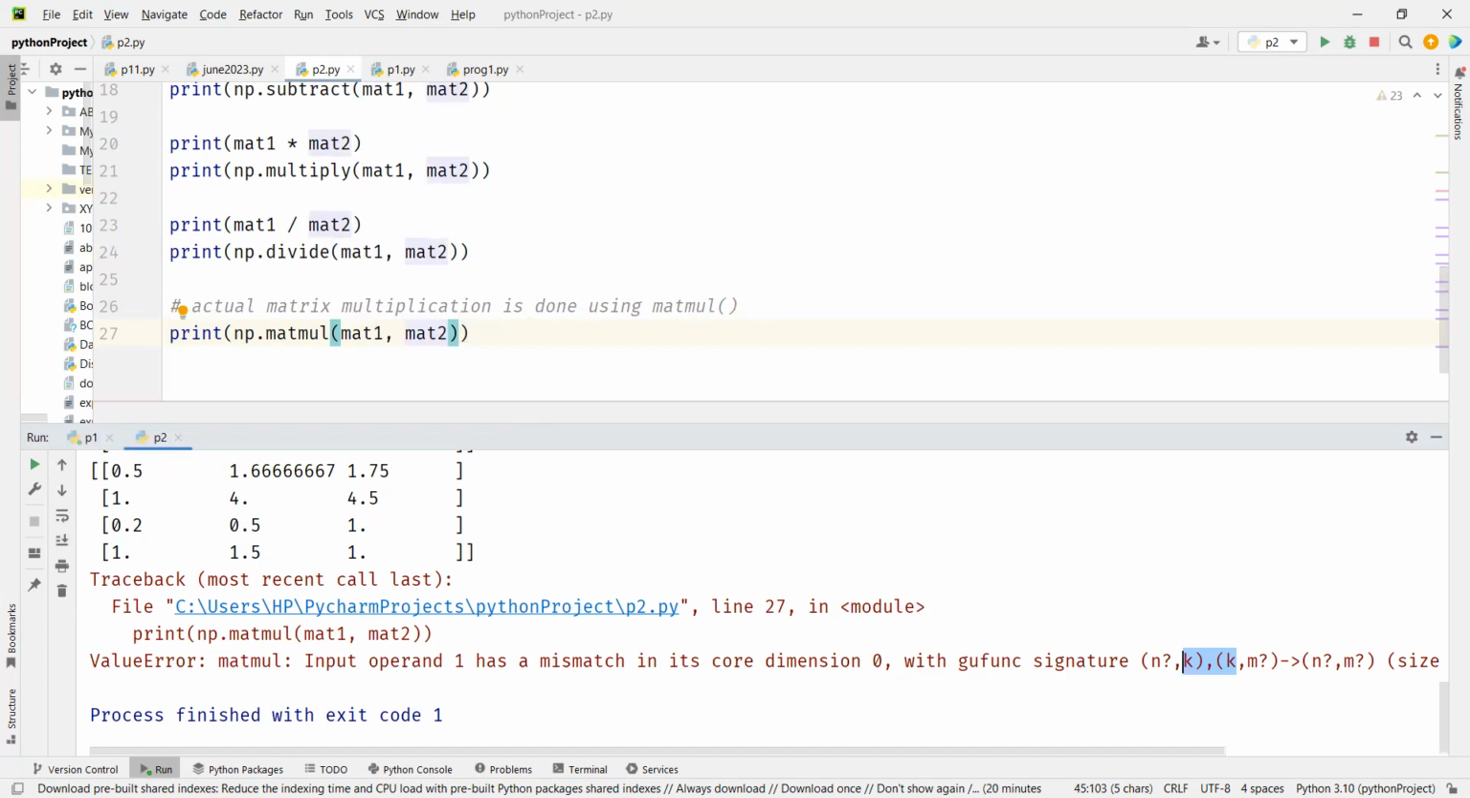The actual matrix multiplication is done this way. Let me show you an example.